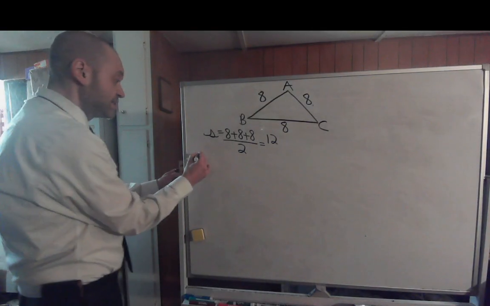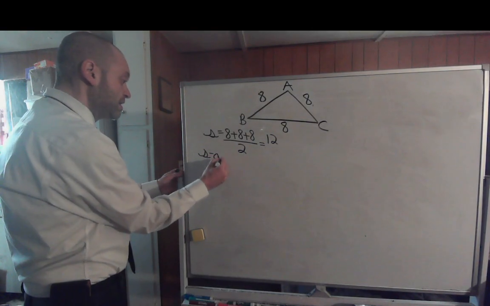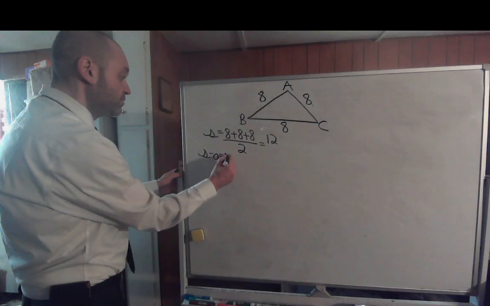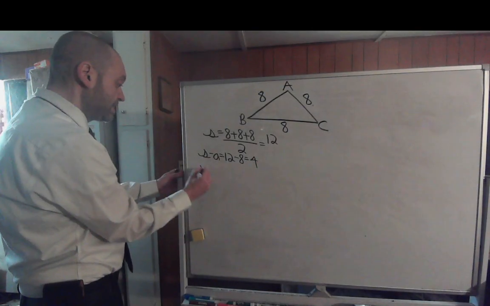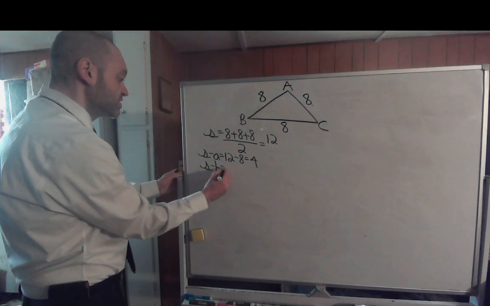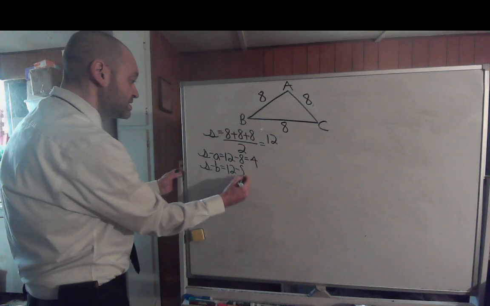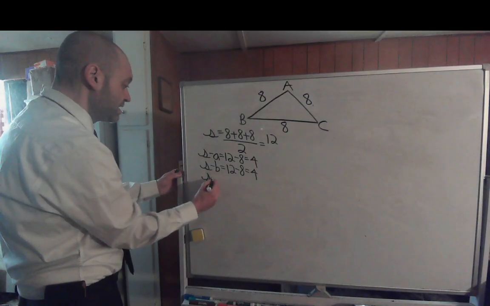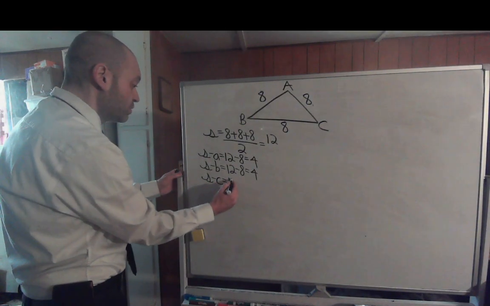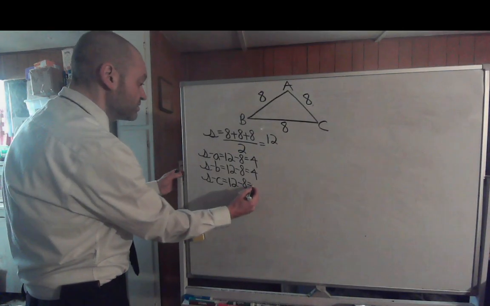Now let's find s minus a. That, of course, would be 12 minus 8, which would be 4. s minus b is going to be much the same. 12 minus 8, you would end up getting 4. And then your s minus c is going to end up being 12 minus 8, which is also 4.